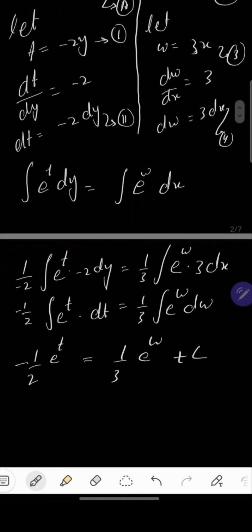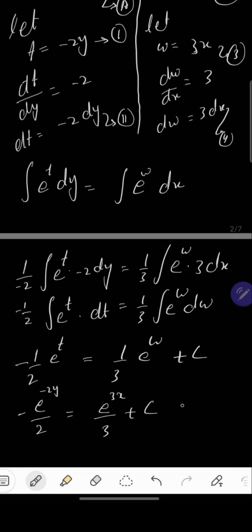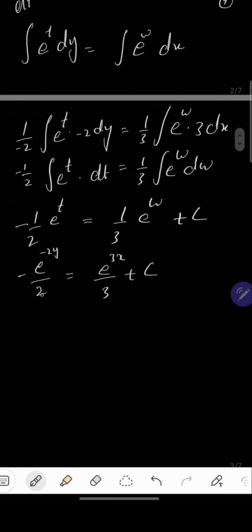As we supposed t is equal to minus 2y in equation 1, we'll replace the power of t by equation 1, and you will get here minus e to the power minus 2y divided by 2. On the right side, we will get e to the power w. We will replace w by equation 3, where it is 3x, divided by 3, plus c. Now we have to shift 2 to the right side and 3 to the left side for rearranging this equation.